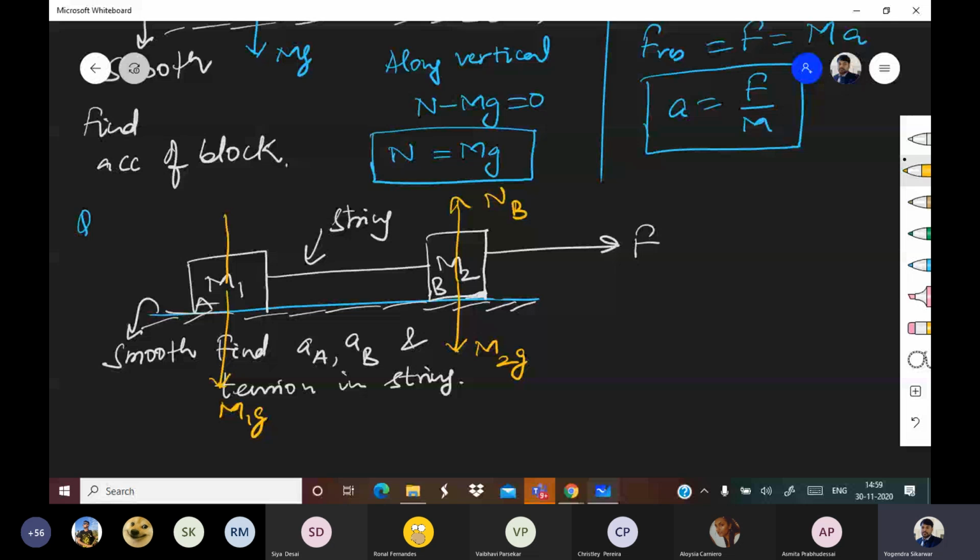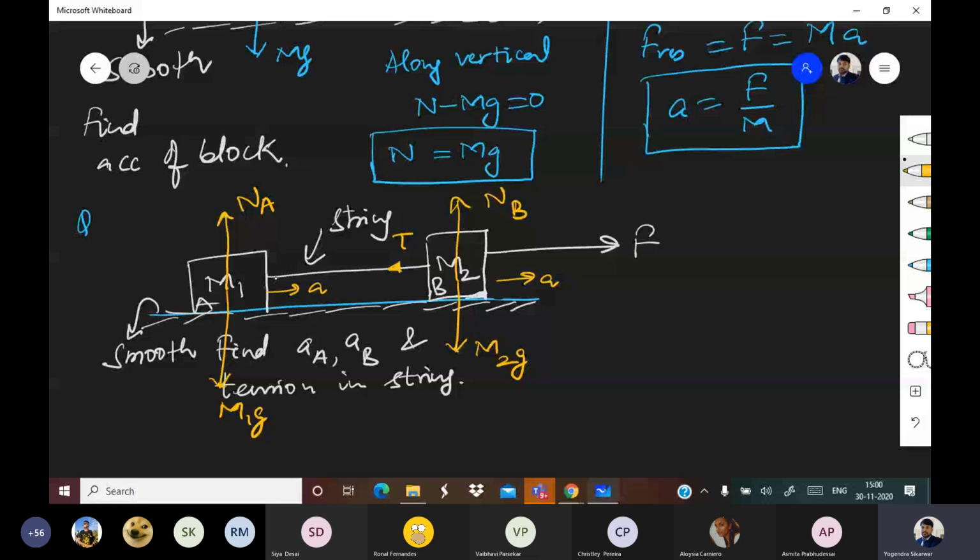The whole system will be moving with the same acceleration because both are connected by the same string and both will move the same distance towards the right in the same time. So acceleration of A and acceleration of B will be equal. Also, tension on B will be towards left, tension on A will be towards right. Okay, pay attention everyone.